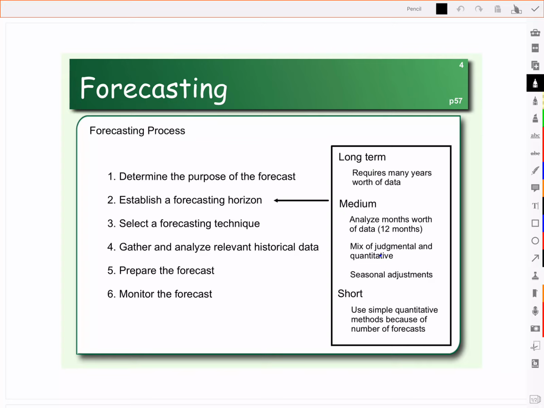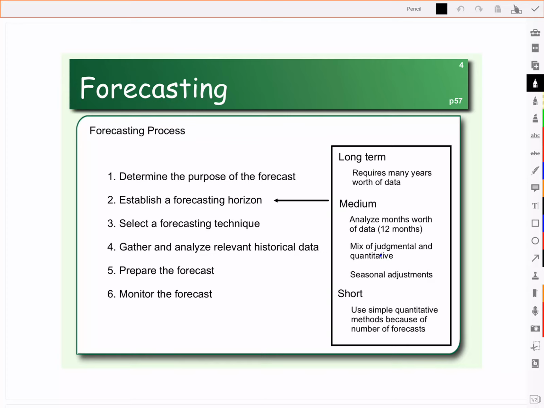So how do you go about creating a forecast? There is a general forecasting process. So the first thing we have to determine is what are we going to do with the information we obtain? What's the purpose of the forecast? And this is really going to inform the next step, which is establishing a forecasting horizon.